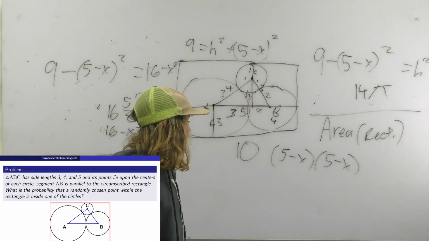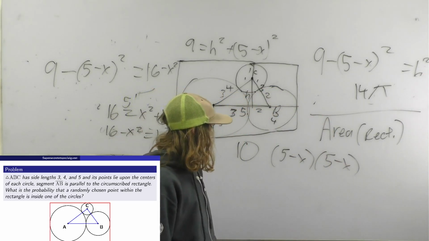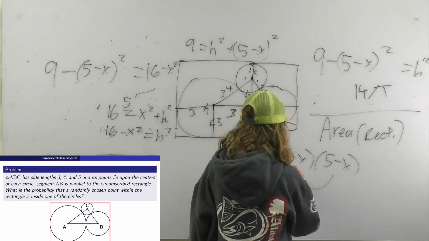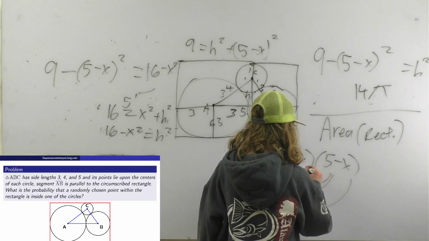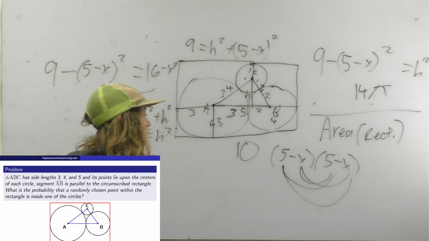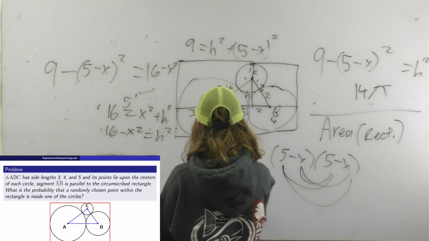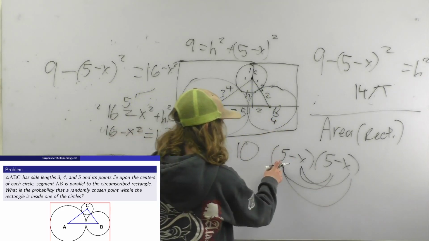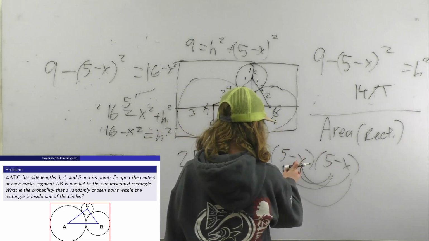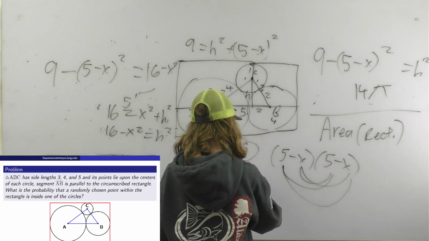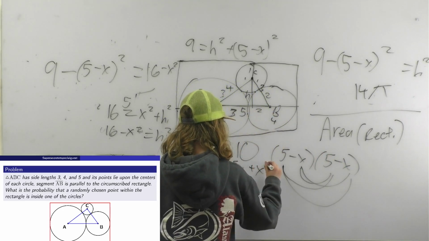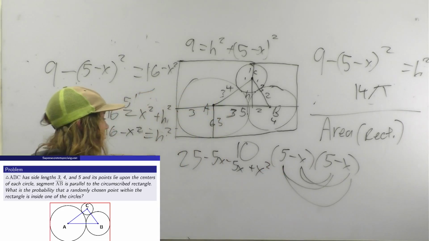And to expand this, we're going to FOIL it, meaning we just multiply every number together. So multiply those, then those, then those, then those. And that'll get us the expanded form of it. So 5 times 5 is 25. 5 times negative x is negative 5x. Negative x times 5 is also negative 5x. And then negative x times negative x is positive x squared, because two negatives multiply to a positive.